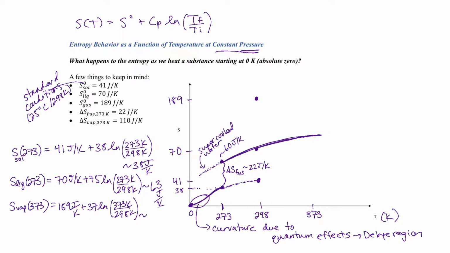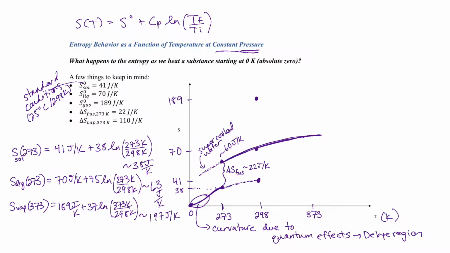So if we plug in our numbers for the vapor, don't forget your heat capacity changes depending on what phase you're in, so just be careful on that. Here we're calculating our entropy of vaporization at 373 Kelvin, so we should get a value of about 197, is what I got. Hopefully you have something close.